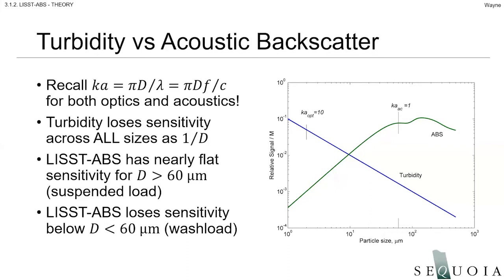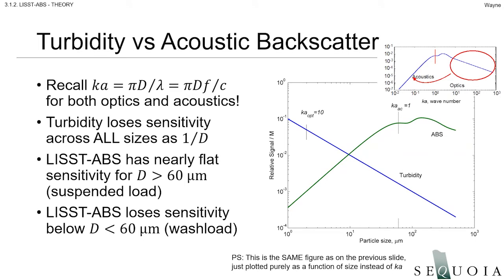What we see on this figure is 2 curves. One is blue and one is green, and they're crossing each other. The green curve is computed for the operating frequency of the LISST-ABS, and the blue curve is computed for the operating frequency, or typically we say wavelength, of the turbidity sensor. Because we now have fixed the frequency in both of these cases, the curves are functions of particle size only. So what we see now is how turbidity, the blue curve, decreases with increasing grain size, and how the LISST-ABS, the green curve, has a constant output for size larger than around 60 microns. Below 60 microns, the ABS output decreases with decreasing size.